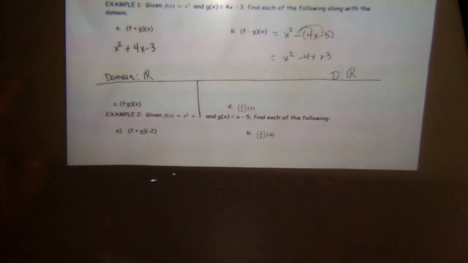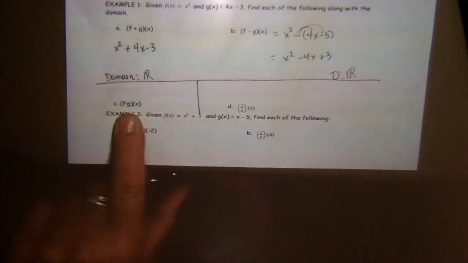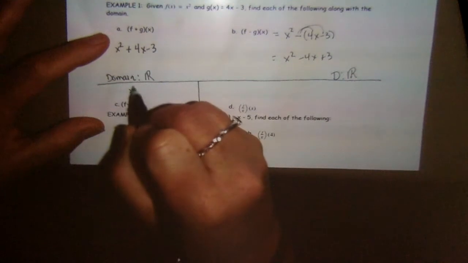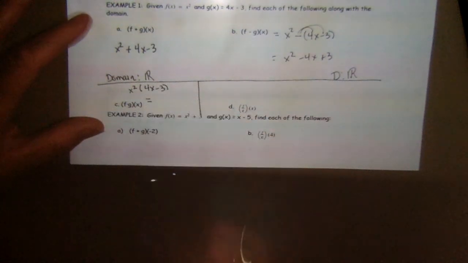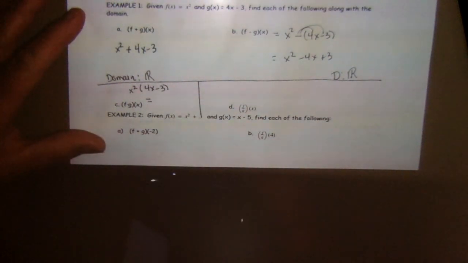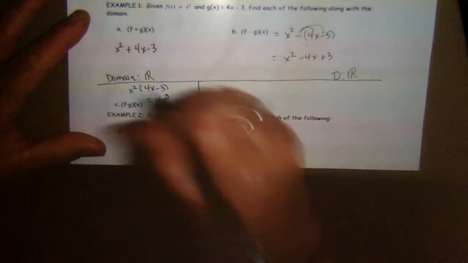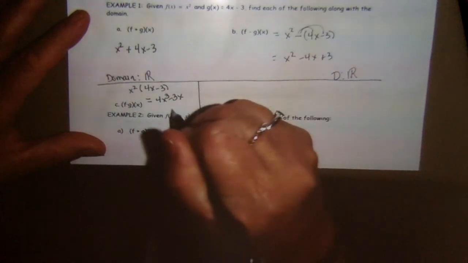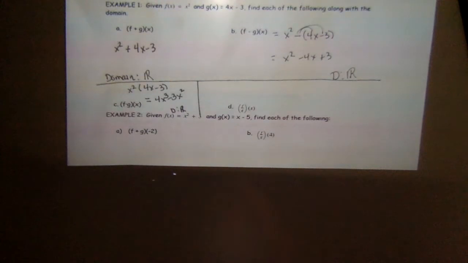Okay, C and D kind of got lost down here. What's f dot g mean? Multiply. So that means I'm going to take the g function, multiply it by the f function. X squared times 4x is x cubed, x squared times 3. Just, yeah, 3x squared, thank you. Questions on C.